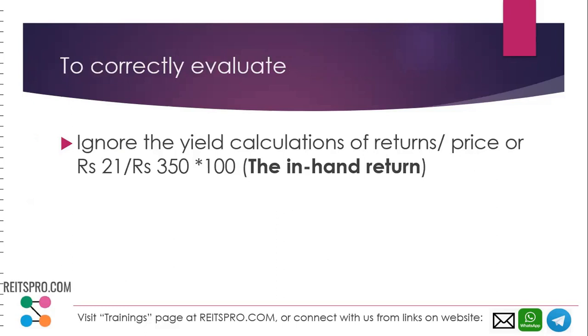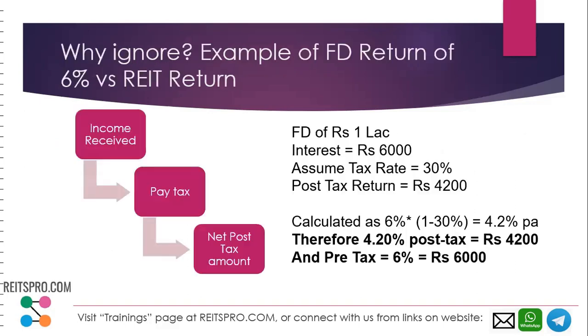Because to truly evaluate, we need to ignore the yield calculation of returns by price, the simple formula of 21 by 350 into 100, which is the in-hand return. Why ignore can be shown with the example of an FD return of 6% vis-a-vis a REIT return. On an FD, if you see the diagram on the left, income is received and you pay tax, and there is a net post-tax return. So a 6% FD of 1 lakh would give you a post-tax of 4,200, and a pre-tax of simply 6,000 rupees.